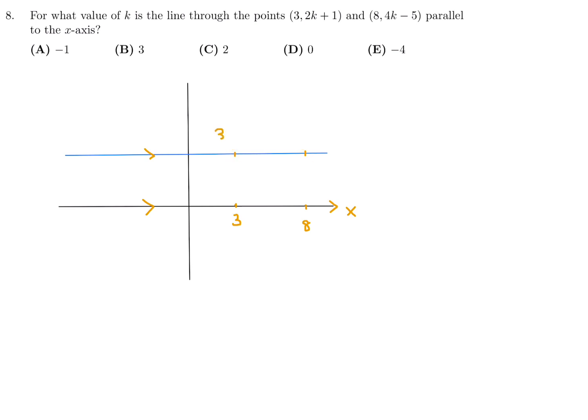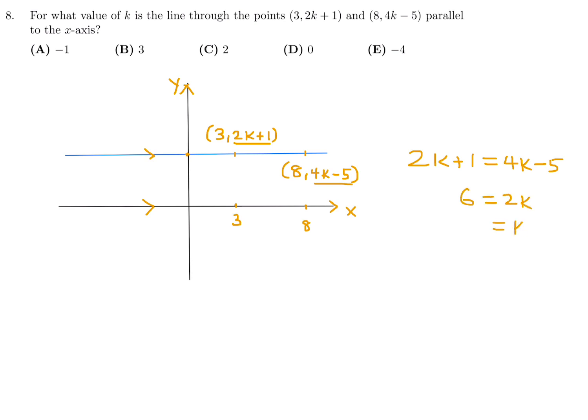So if this is (3, 2k plus 1), and this is (8, 4k minus 5), the y values, which are this one and this one, have to be the same. And that would be the y value on the y-axis. So 2k plus 1 is equal to 4k minus 5, and therefore 6 is equal to 2k, and therefore k is equal to 3. So number 8, the answer is B.